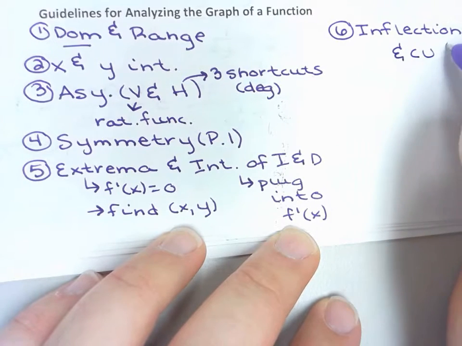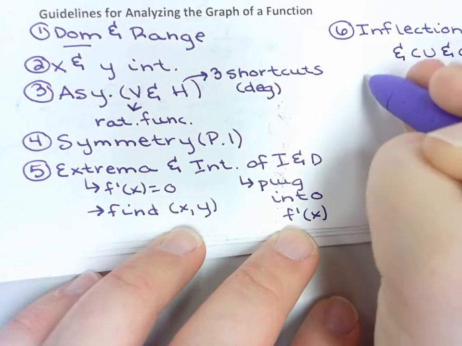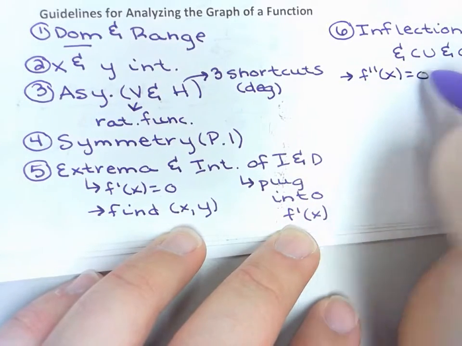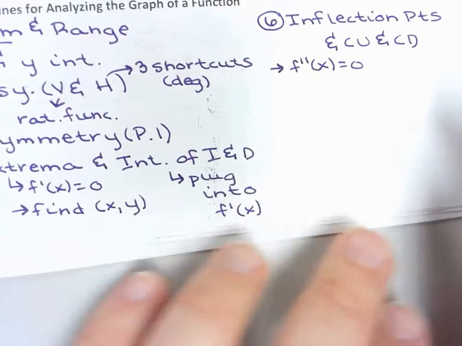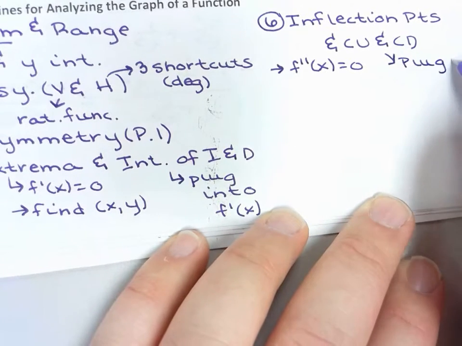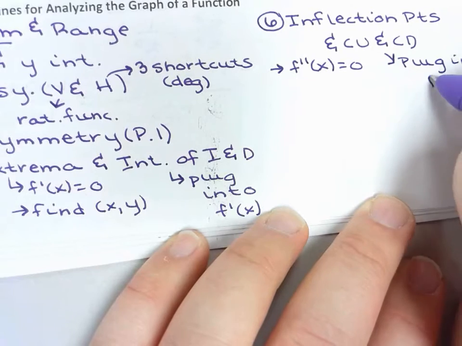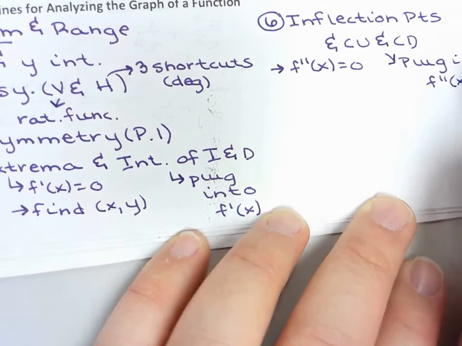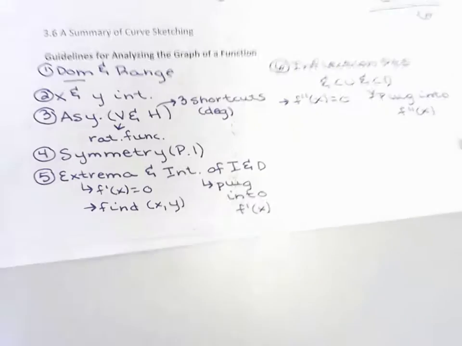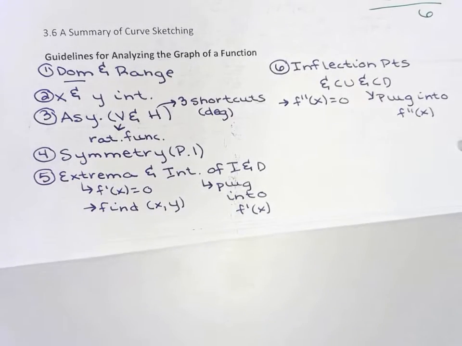And concave up and concave down. So that is second derivative, set equal to 0. And for concavity, plug into second derivative. And then you should be able to get a good idea. I hope so, because you have like 20 pieces of information. You should be able to get a good idea of what the graph will look like.